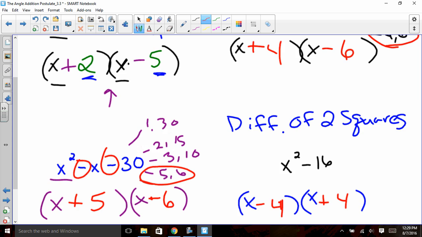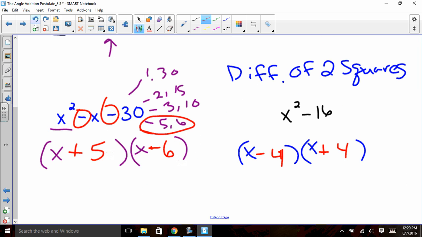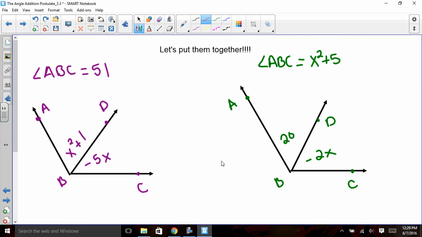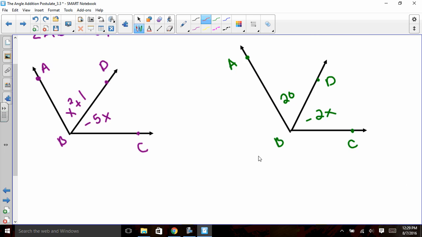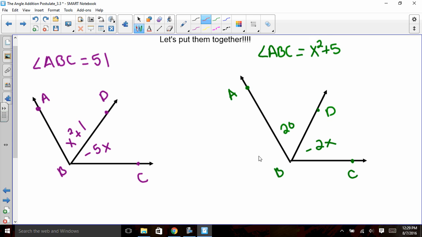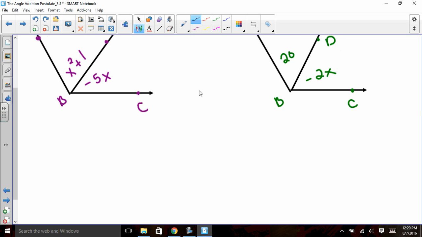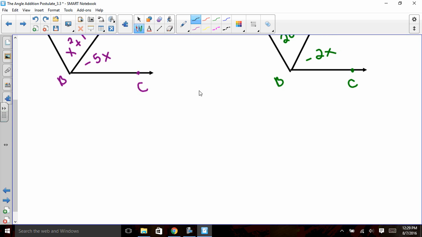All right, now that we just reminded ourselves on how to factor, let's take a look at the last 2 problems, putting everything we just learned together. So, taking a look at the problem on the left. Angle ABC, or that whole big angle, is 51 degrees. We see that x squared plus 1 is angle ABD, and negative 5x is angle DBC. So we're going to add these together using my angle addition postulate.